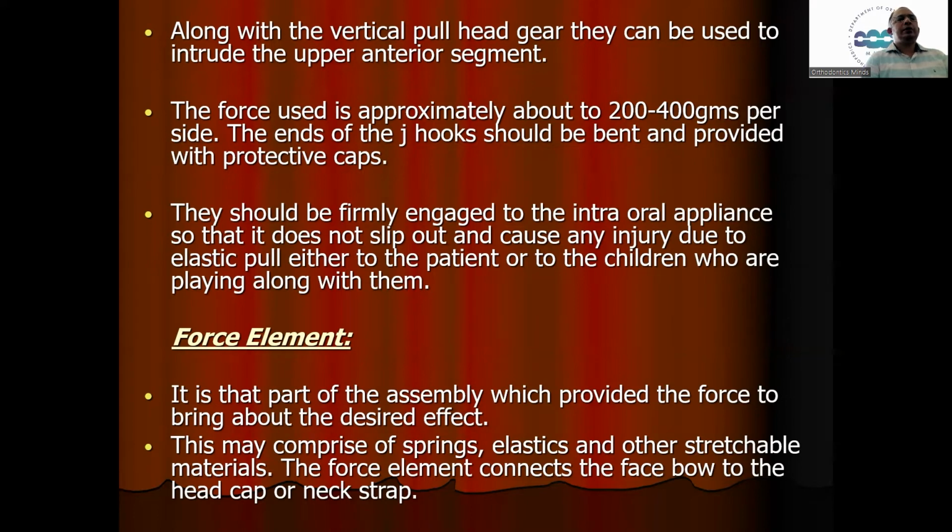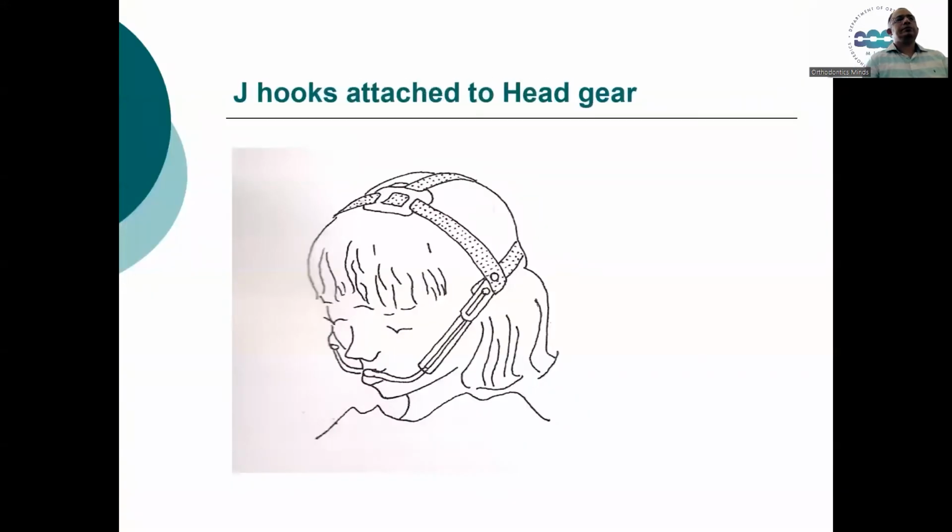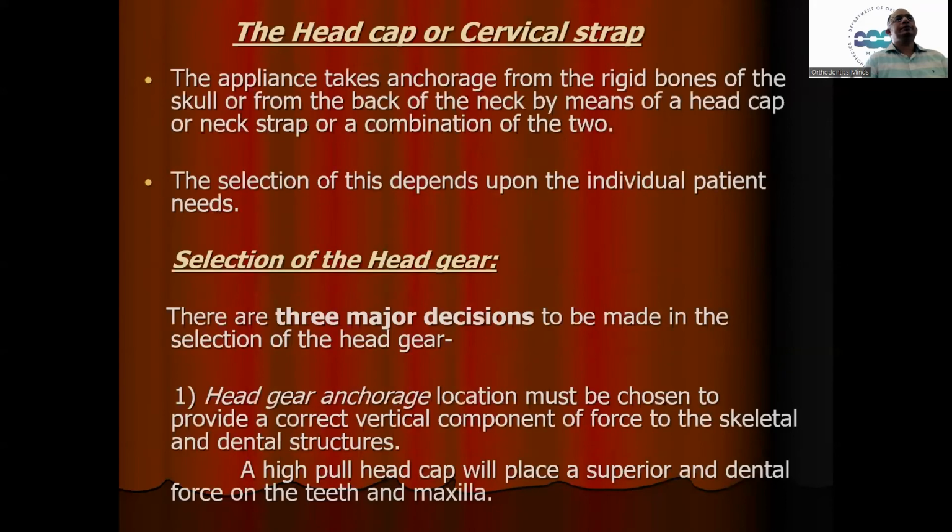The force element. The force element is that part of the assembly which provides the force to bring about the desired effect. This may comprise springs, elastics, and other stretchable materials. The force element connects the face bow to the head cap or to the neck strap. The head cap or the cervical strap. The appliance takes anchorage from the rigid bones of the skull or from the back of the neck by means of a head cap or neck strap or a combination of the two. The selection of this depends upon the individual patient needs.